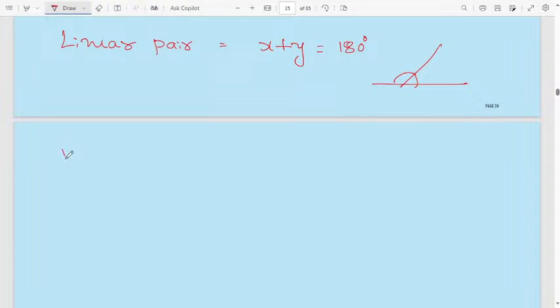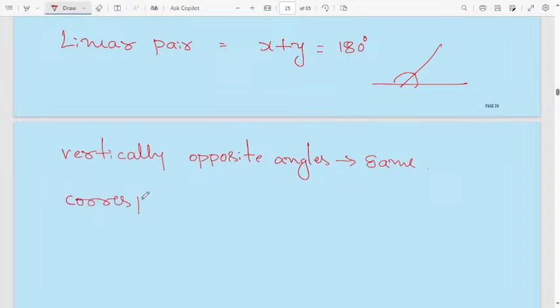Then next point, vertically opposite angles are always equal. Vertically opposite angles are always the same. Then corresponding angles are also always the same. These are the properties we will use when we solve problems based on lines and angles.